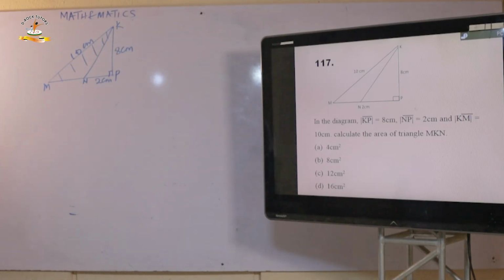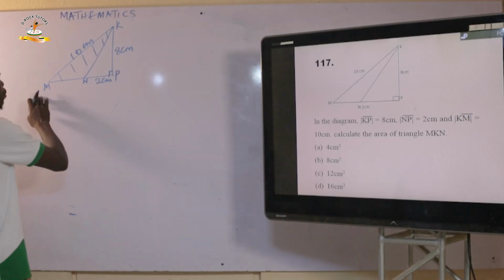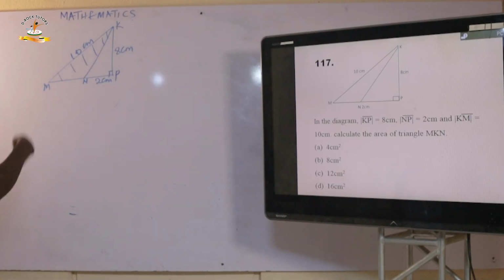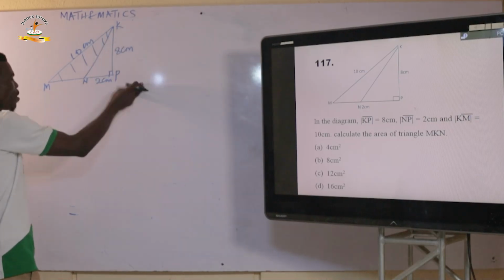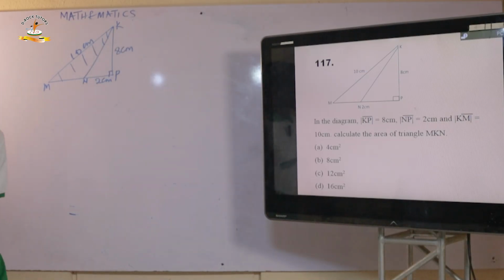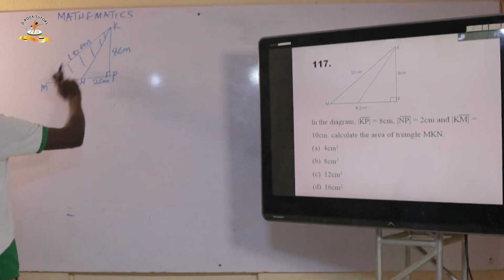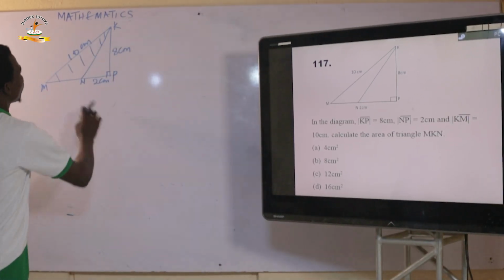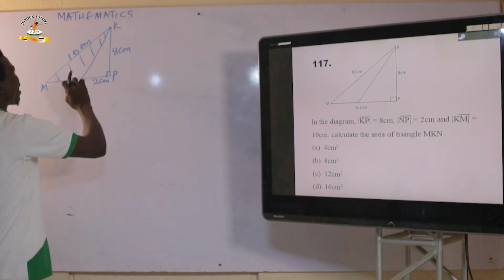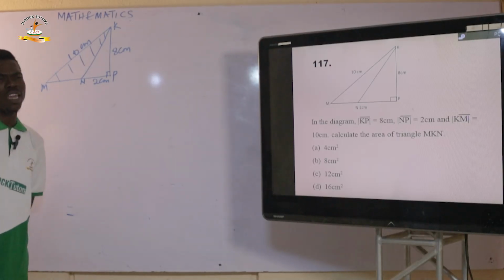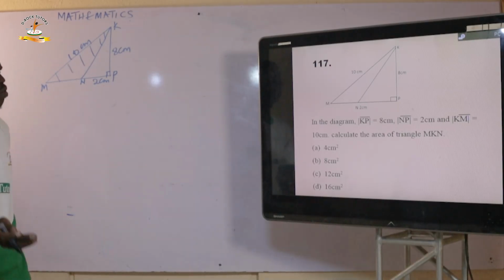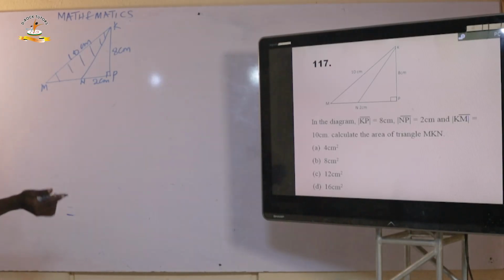But to do this, we have 2 ways of doing it. You can do it directly looking for MKN, or it's better, why not just look for MKP, then remove NKP from it, then you have your MKN. I repeat, you find the area of the total triangle, which is MKP, and you remove the area of the triangle NKP from it. So let's go that way. That way it will be very much simpler.